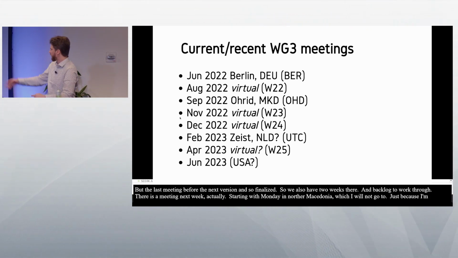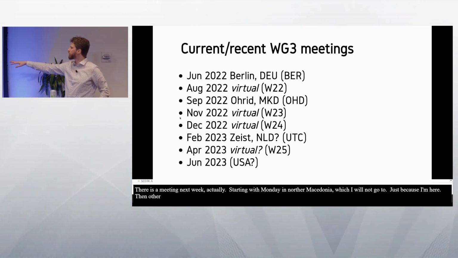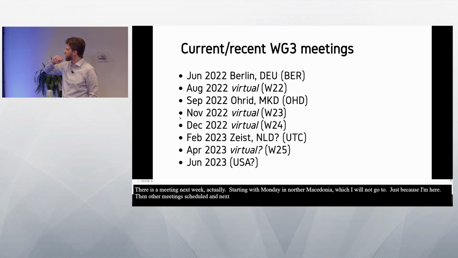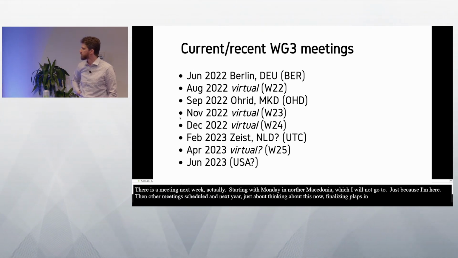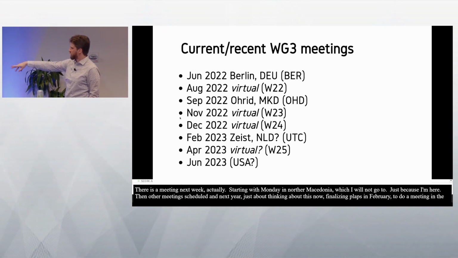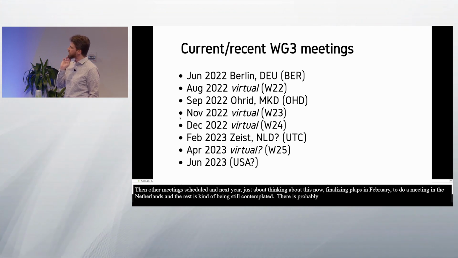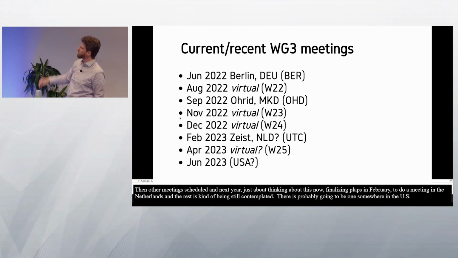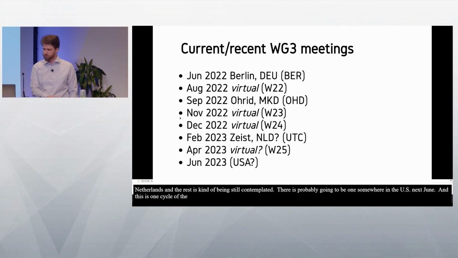And then there's a couple of other virtual meetings scheduled, and then for next year, we're finalizing plans in February to do a meeting in the Netherlands, and the rest is still being contemplated. There's probably going to be one somewhere in the US next June, which would complete one cycle of the year. But we'll see what actually happens.